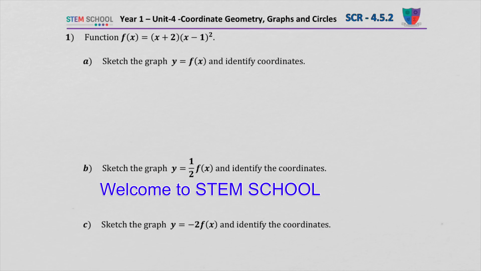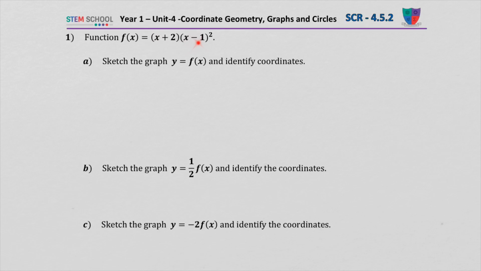Question 1. Function of f(x) equals (x plus 2), 1 factor, (x minus 1) squared, 3 factors altogether. Sketch the graph of y equals f(x) and identify coordinates. Now this can be written as (x plus 2), that's the factor here, (x minus 1), (x minus 1), and I need to set these 3 factors to 0.